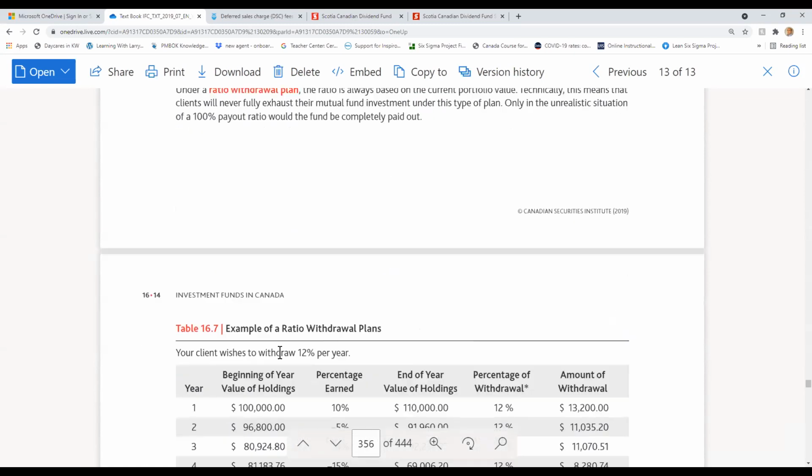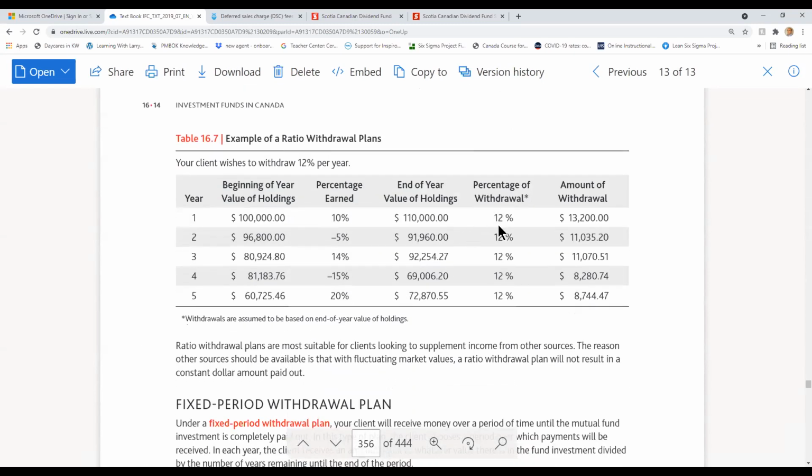Okay, good. And then ratio withdrawal is the same thing. Only thing here, instead of a fixed amount, you're going to withdraw a fixed percentage. So here you're taking out 12%. Whatever this amount is, you got 91,960 on December 31st in that year times 12%. So you're going to be taking out $11,035.20. That is the amount you're taking out. Then you take this and minus this amount, you're left with 80,924.